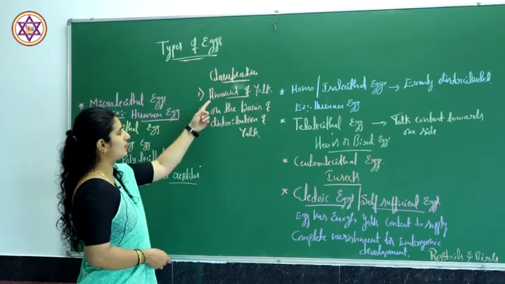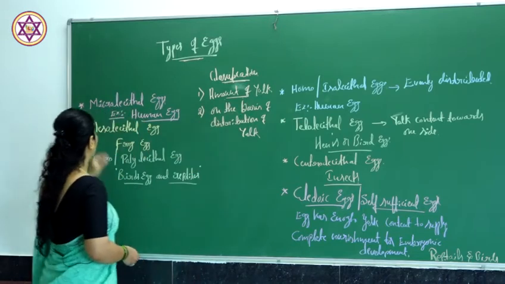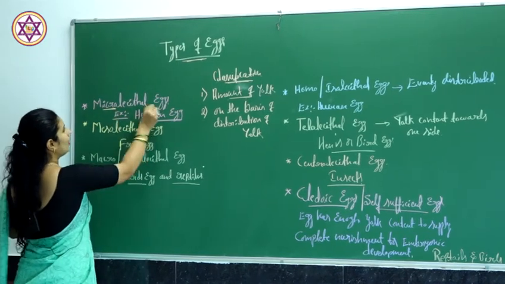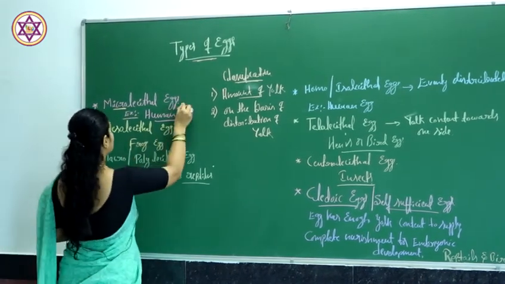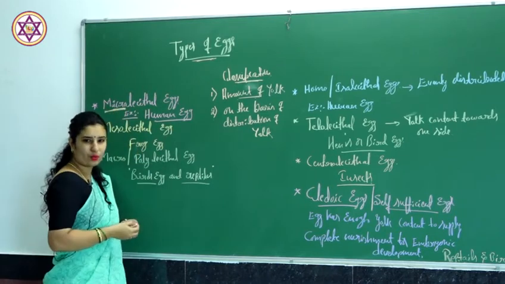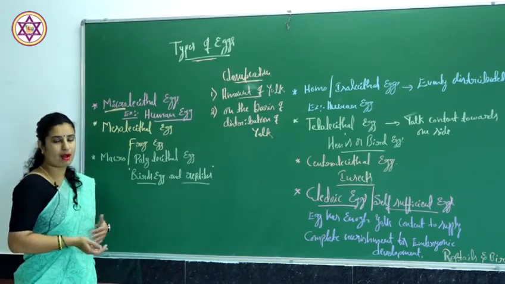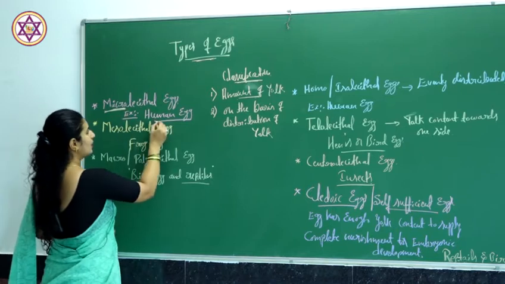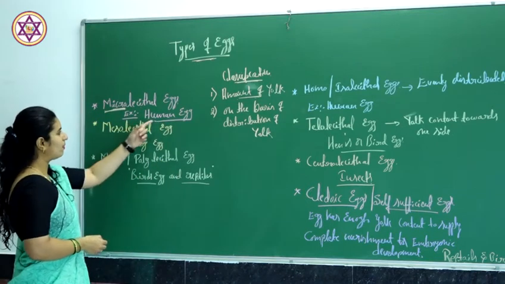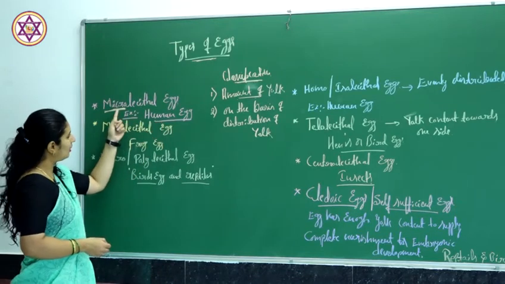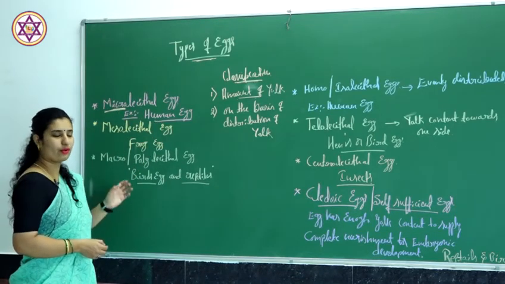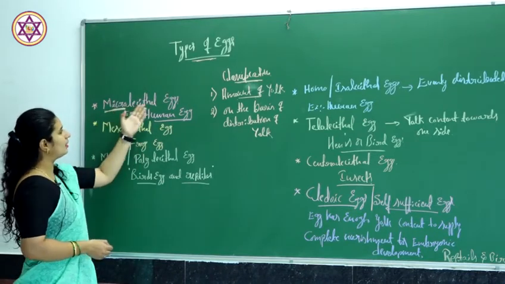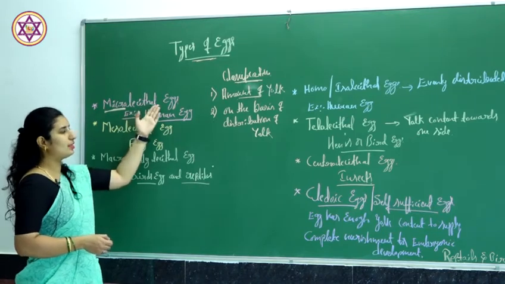Under the amount of yolk, we have three types. The first one is microlecithal eggs. Microlecithal means, as the name says, micro means less, very less. If a very less amount of yolk is present, then it is called microlecithal eggs.